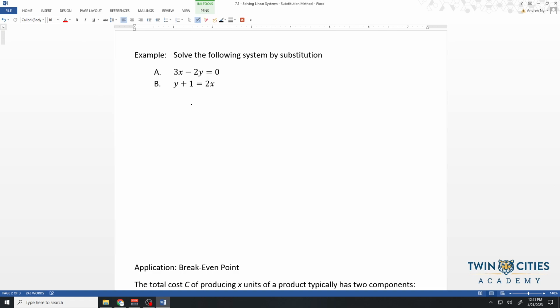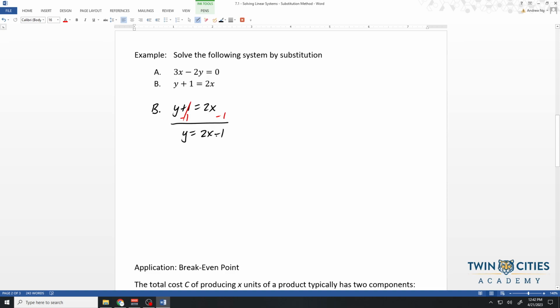There are going to be things that are easier to do. There are things that are going to be harder to do. As you do more of these problems, you'll be able to identify which are maybe some of the easier routes to take. So I would start out with equation B, and I see that y plus 1 equals 2x. If I subtract 1 from both sides, that would solve for y. So this will give me y is equal to 2x minus 1.